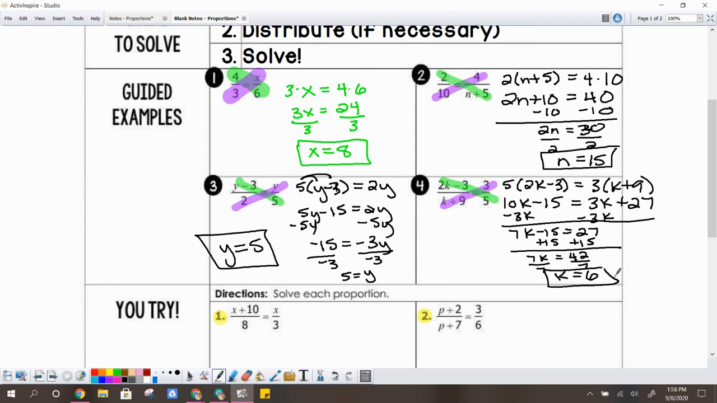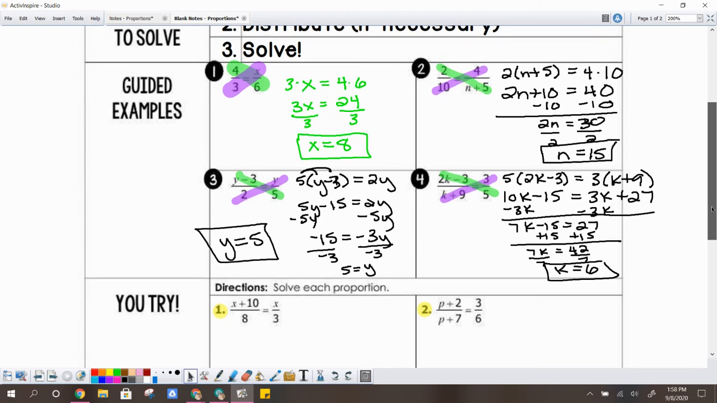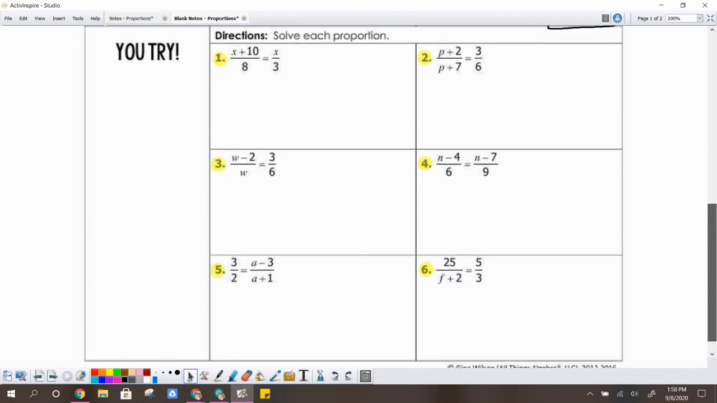So what you're going to do now is I'm going to go ahead and scroll down to show you the next couple of problems. You're going to pause the video, and you're going to try these problems. And then when you're ready, go ahead and unpause to see the answers. So pause your video now and try these problems on your own.